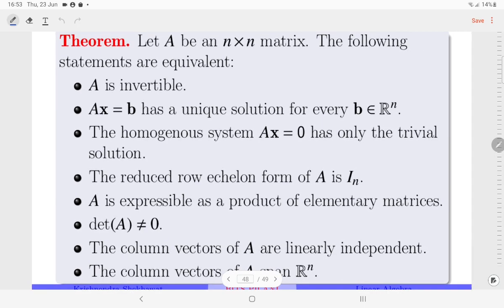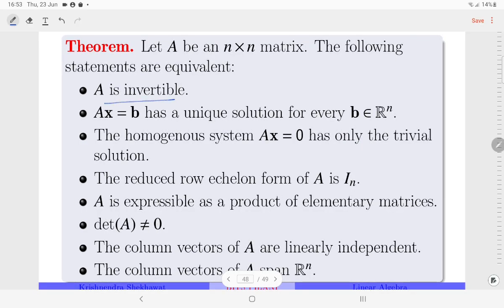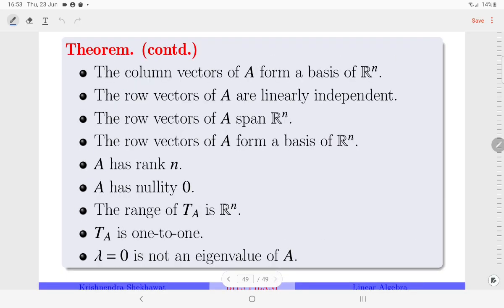So this is what we can summarize. We started with A is invertible, and you can recall all these results, and with the previous result we end with lambda equal to 0 is not an eigenvalue of A.